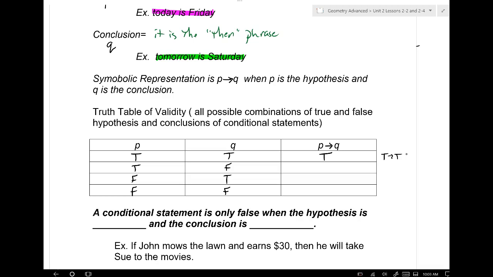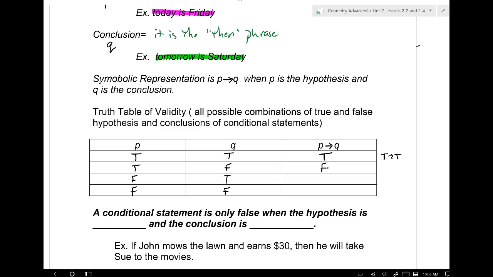What if I have a true hypothesis but a false conclusion? What do you guys think? It's false. Josh thinks it's false. What do you guys think? False. Yeah, I'm going to agree with you so far. But what if I have a false hypothesis but a true conclusion? I'm not going to let you answer this one. What do you guys think?